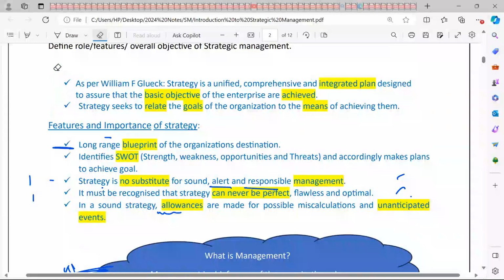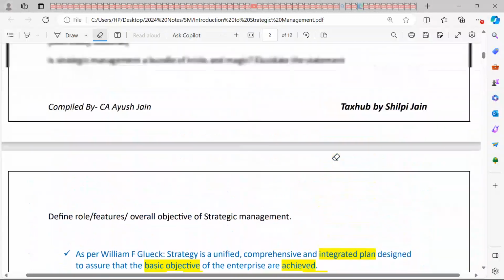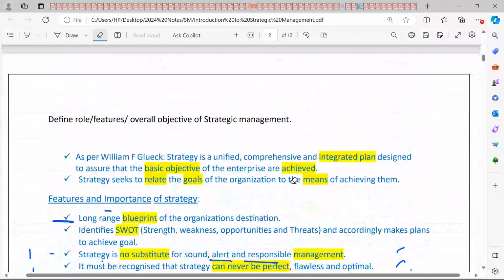What we have seen in strategy, what is the meaning of strategy? The meaning of strategy is, strategy is an integrated plan. Integrated plan of what?